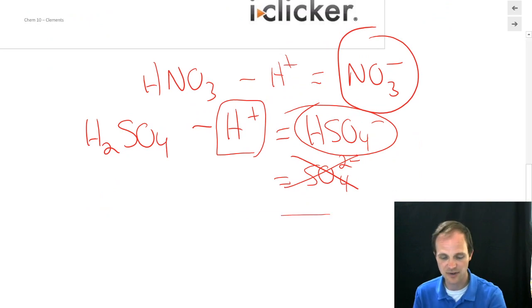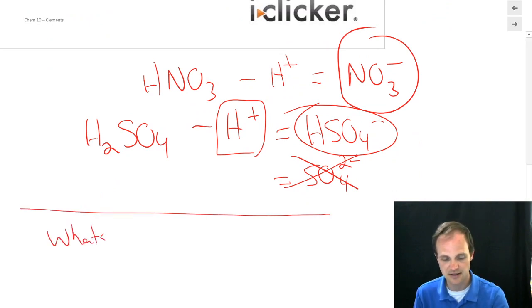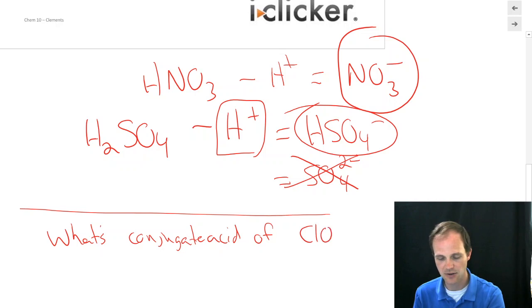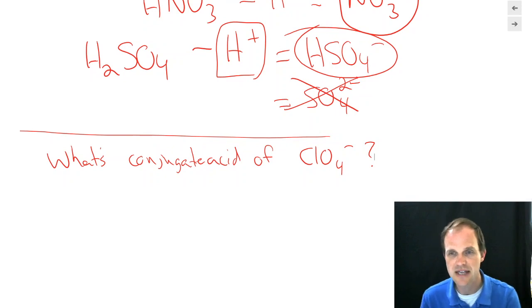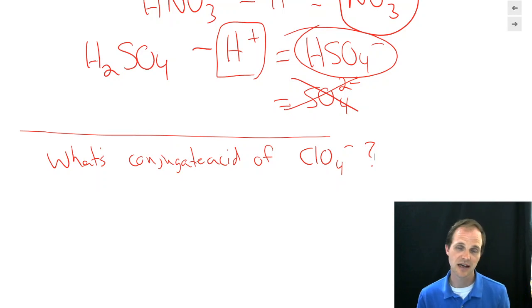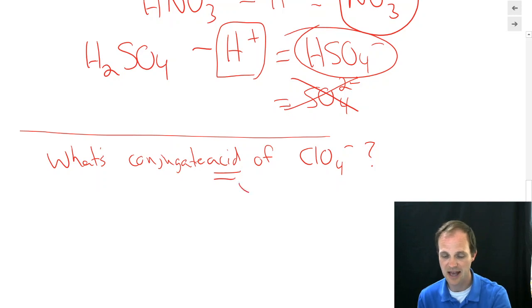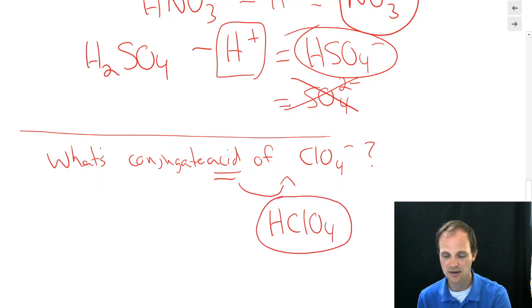How about conjugate acid? What if I say, what's the conjugate acid of ClO4-? What's the conjugate acid of ClO4-? Well, when I wanted conjugate base, I got rid of an H, right? If I want conjugate acid, I'm going to make it a little more acidic by adding an H, and I get HClO4. Right? So I add an H+, I should say. So I balance out that, I get HClO4.